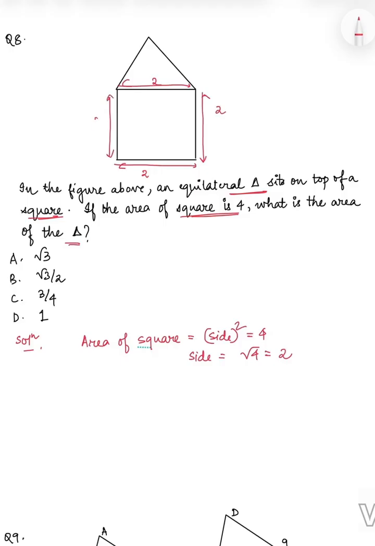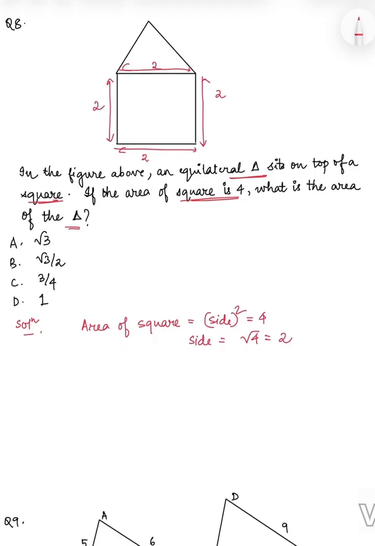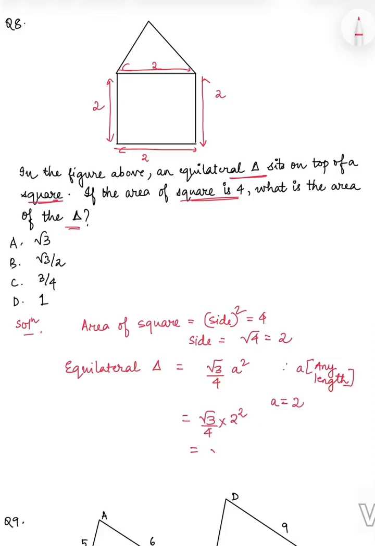This is 2. I'll show you a trick over here to find the area of an equilateral triangle. For an equilateral triangle, the area is root 3 by 4 a square. Okay, this is the area. And what is a? A is basically any side length. So over here, for this question, my a is 2, right? So this is root 3 by 4 into 2 square. So that gives us root 3. This is the solution and option A is the correct choice.